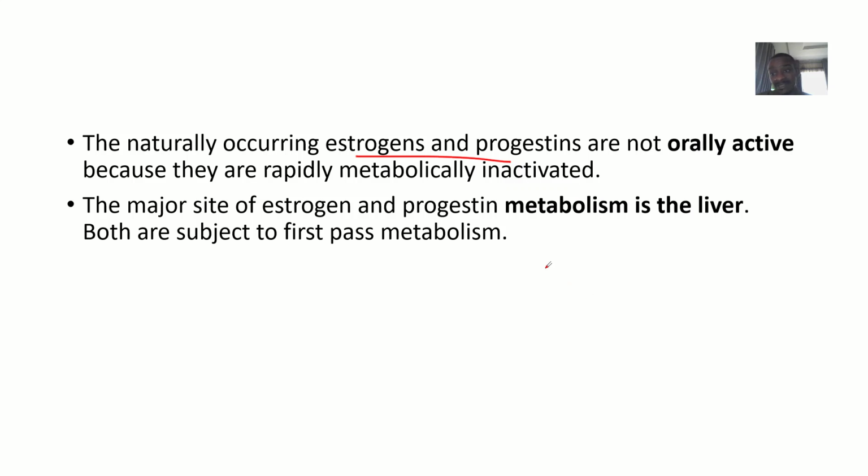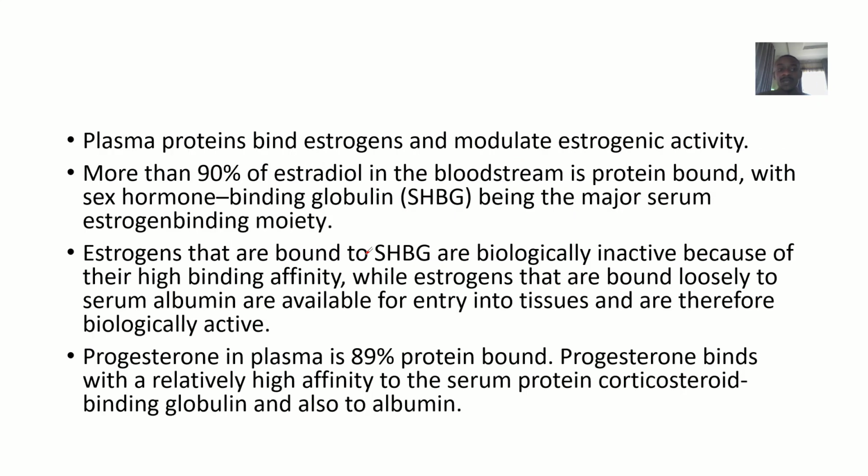Naturally occurring estrogens and progestins are not orally active because they are rapidly metabolically inactivated. The major site of estrogen and progesterone metabolism is the liver. So both estrogen and progestins are actually subject to first pass metabolism, or first pass effect. Then plasma proteins bind these estrogens and modulate estrogenic activity.